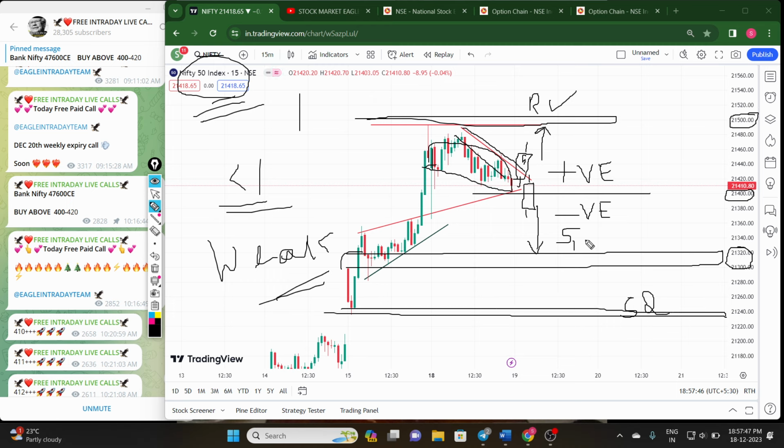If support 1 comes, and a 50 minute green candle forms here, it will be considered for the buying side for the Nifty. We can expect a target of 21,400 and again 21,500 momentum, but overall the trend is negative. So sell on rise is the good approach for the Nifty tomorrow. Sell on rise. What is sell on rise?